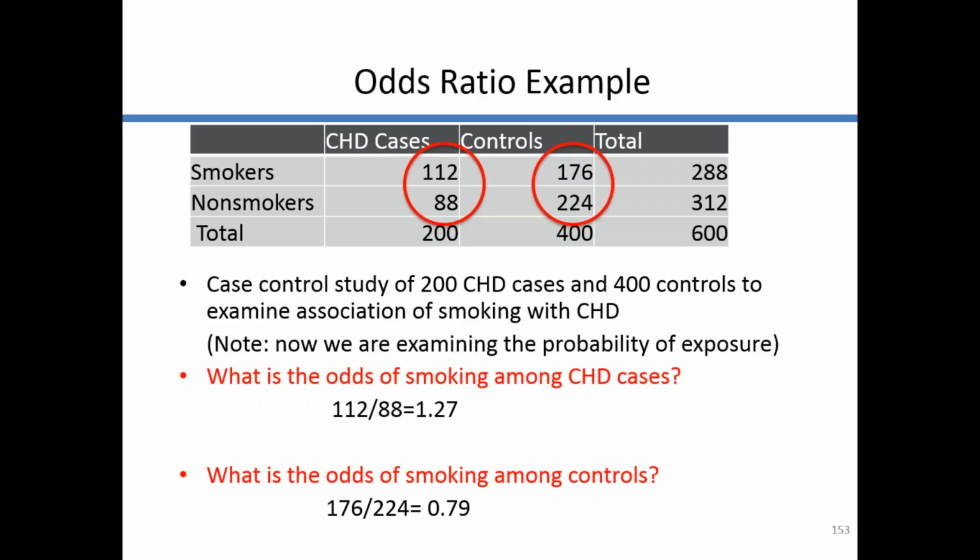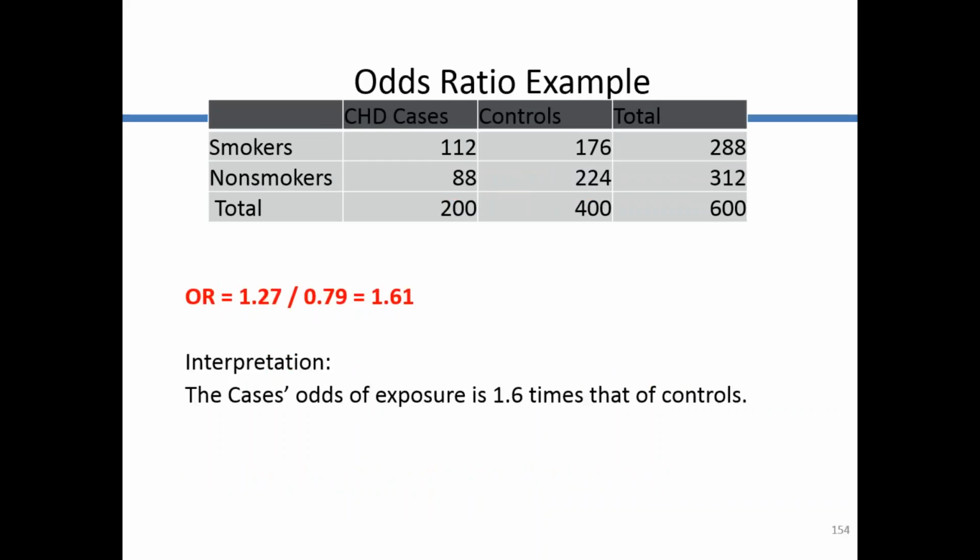What's the odds of smoking in the non-cases, in the controls? Well, it's less than 1. It's 176 divided by 224, or 0.79. Now we can take the odds ratio. If all goes well, we've estimated the risk ratio. So what's 1.27 divided by 0.79? It's easy enough to calculate. It's around 1.5, 1.6, I would guess. Next slide, please. It's 1.61. Interpretation: the cases' odds of exposure is 1.6 times that of controls.